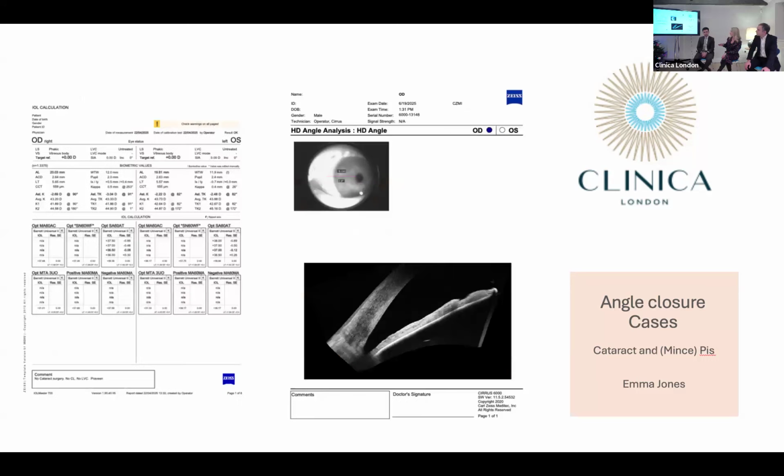Terrible picture, sorry, so we'll go on, but their nerve is healthy. This is interesting in that when we see people with high hyperopia, we always worry that they've got a tiny eye.